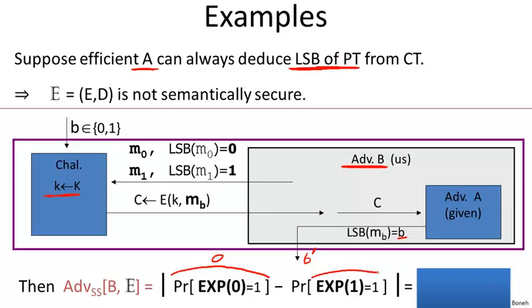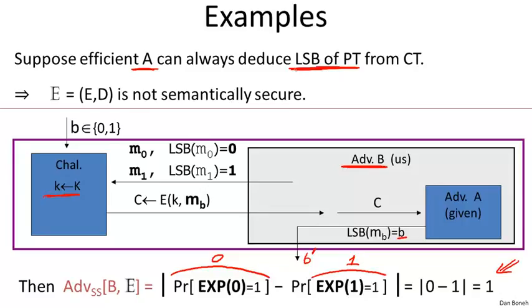However, in experiment 1, we're given the encryption of M1, so how likely is adversary B to output 1 in experiment 1? Well, it always outputs 1, again by the properties of algorithm A, and therefore the advantage is basically 1. So this is a huge advantage. It's as big as it's going to get, which means that this adversary completely broke the system. So under the semantic security definition, just deducing the least significant bit is enough to completely break the system.